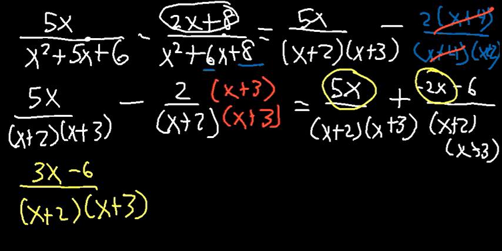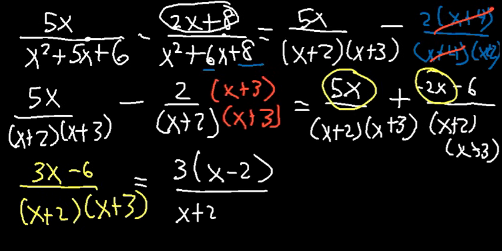But notice we're not done. We can simplify this further. In the numerator, we can take out the GCF, which is a 3, and it's x minus 2 over x plus 2 times x plus 3. So that's the answer. We can't cancel the x minus 2 and the x plus 2. What about this one?